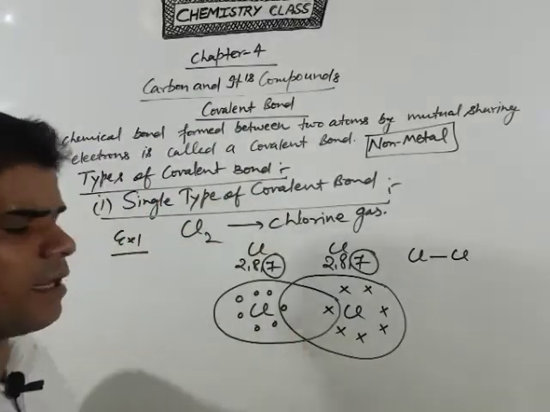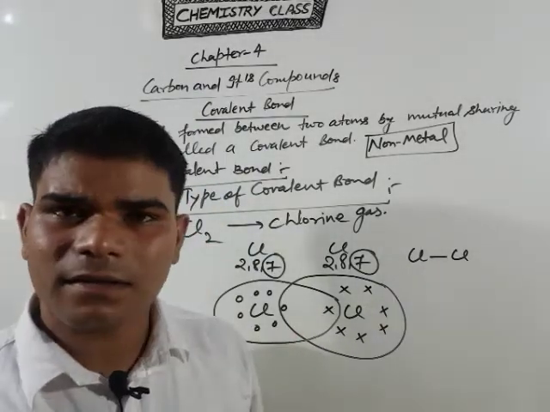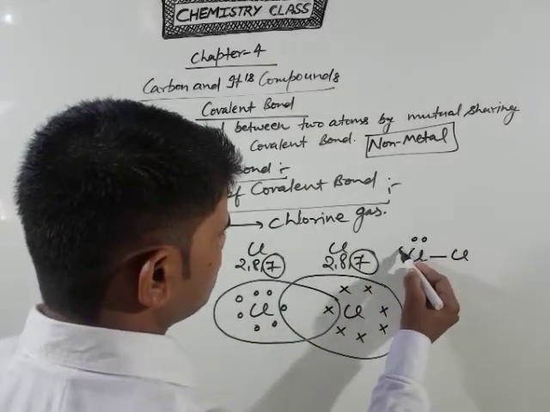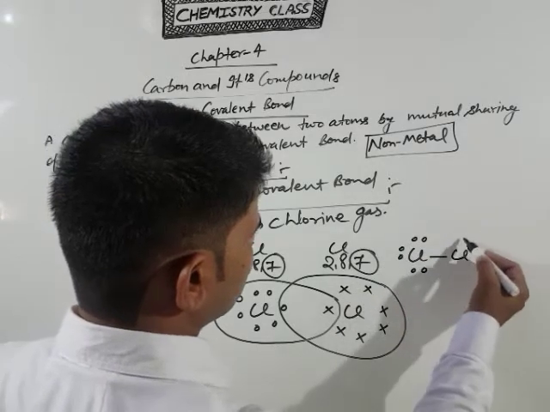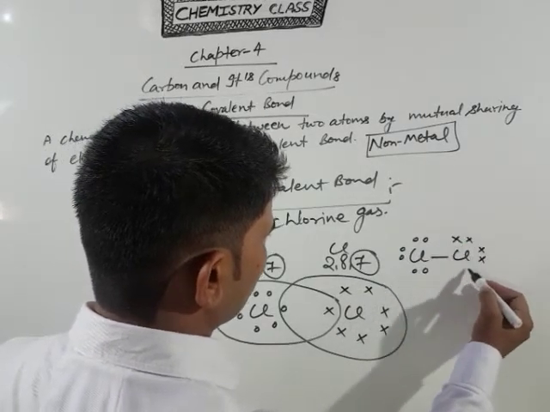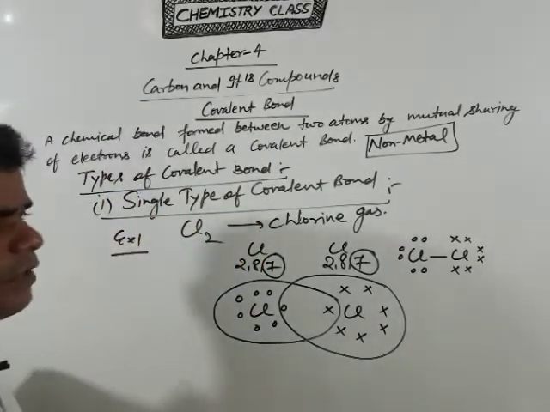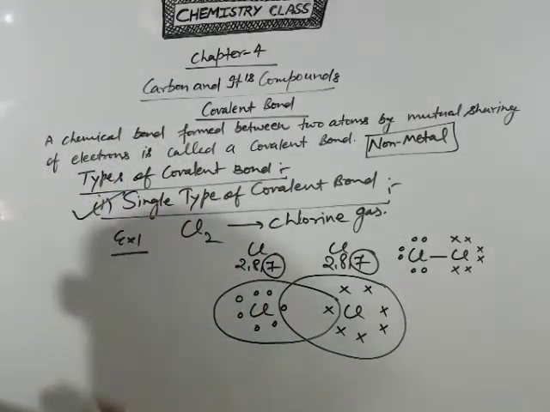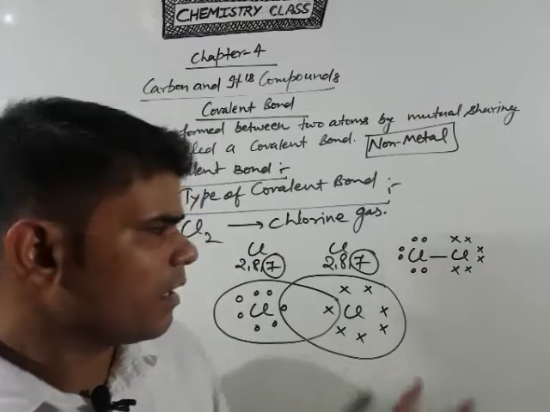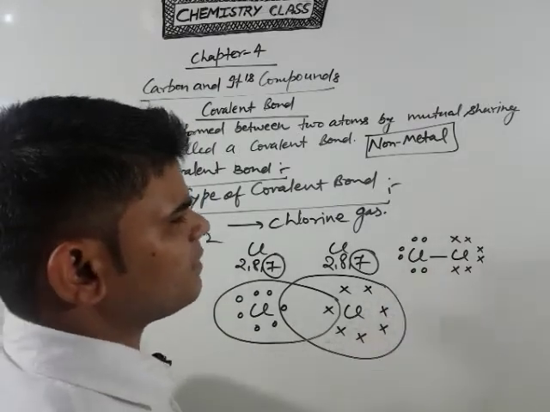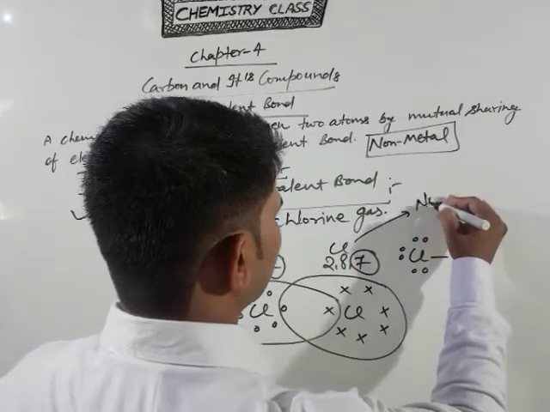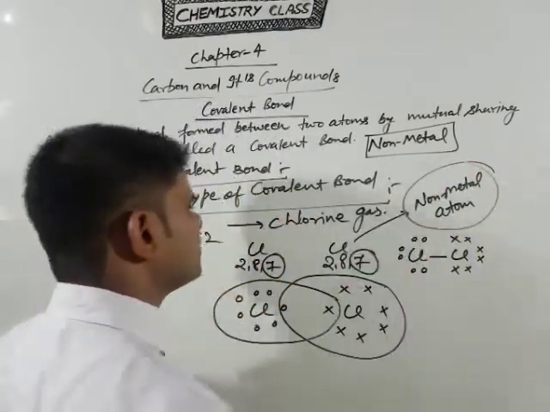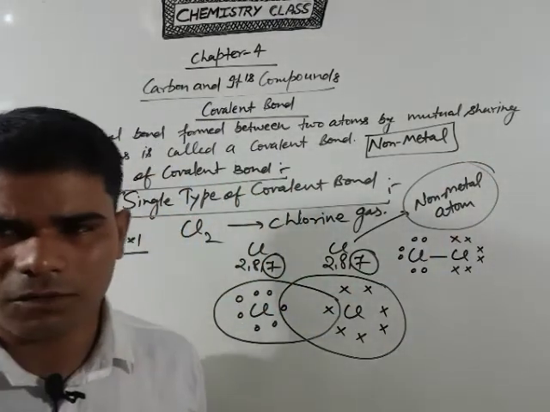If the electron sharing is 1, then the bonding is 1. And how many free electrons? Here 1, 2, 3, 4, 5, 6 and 1, 2, 3, 4, 5, 6. So if two atoms have only a single bond, this is known as a single covalent bond. And we know the chlorine atom is a non-metal, so that's why it forms a single covalent bond.